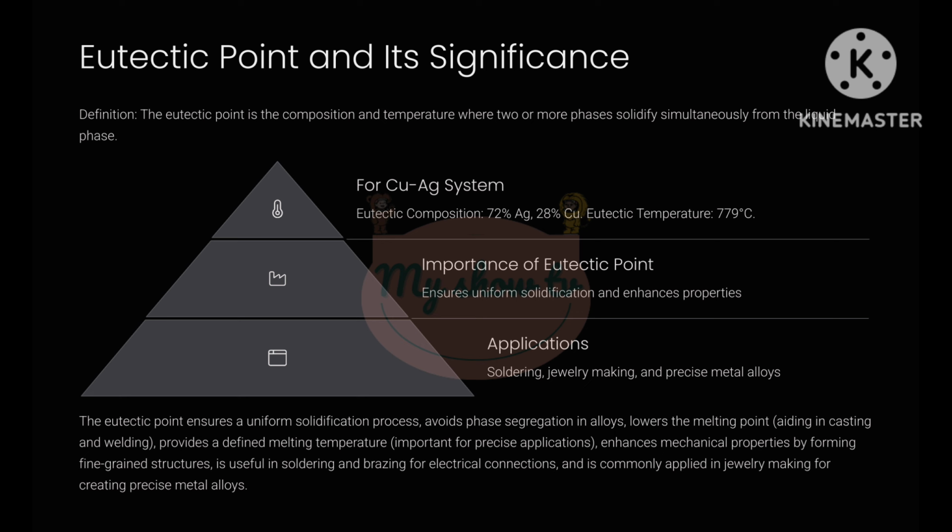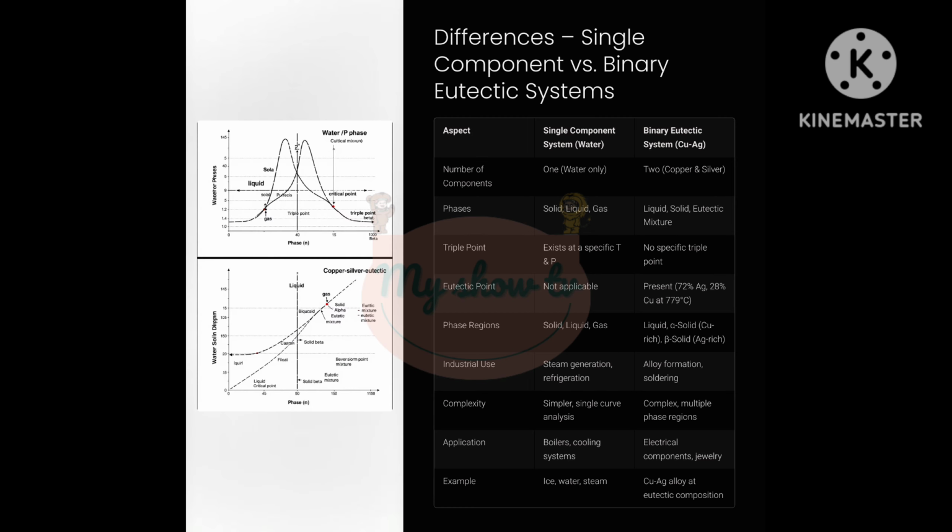5. Cost efficiency, reduces the need for high-temperature processing. 6. Prevents cracking, eutectic alloys have fewer phase boundaries, reducing the risk of thermal cracking. 7. Example. A Cu-Ag alloy used in electrical connectors relies on the eutectic composition for precise melting and solidification. Slide 5. Differences, single component versus binary eutectic systems.